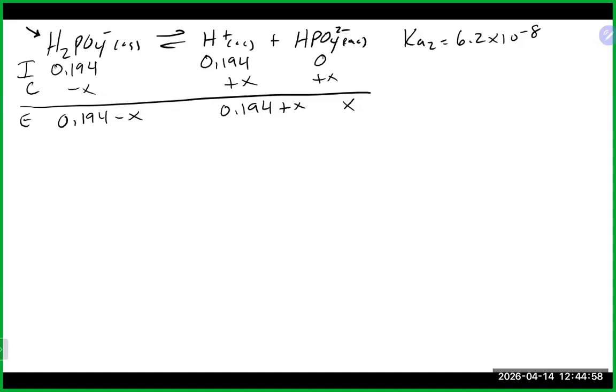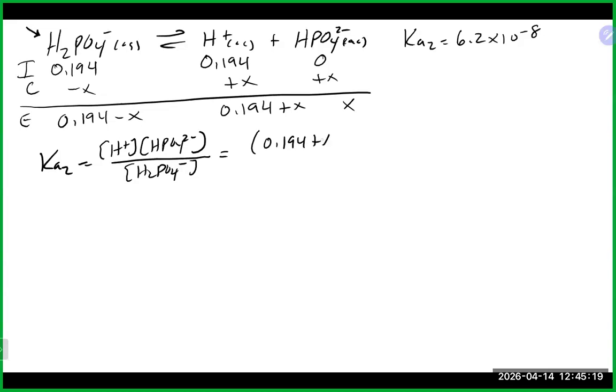So here we're using our equilibrium values for our initial values of our next step. This is going to go into our Ka2 expression of H plus, HPO4 2 minus, and H2PO4 minus. And that's going to give us 0.194 plus x times x divided by 0.194 minus x equals 6.2 times 10 to the minus 8.